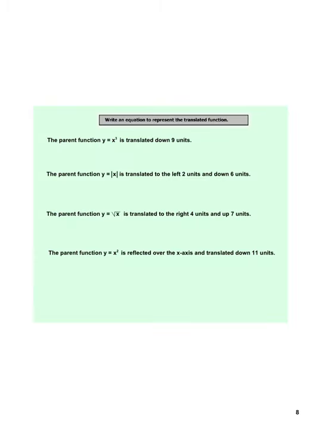So now going the other direction, where we are given the translation and need to write the formula. We have the parent function y equals x cubed, down 9 units. Up and down is what comes after, and because it's down, it's a subtraction. So that would be x cubed minus 9. We've got parent function of absolute value of x, 2 units to the left.